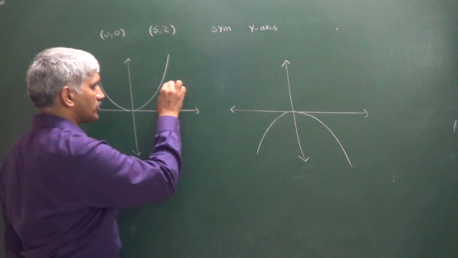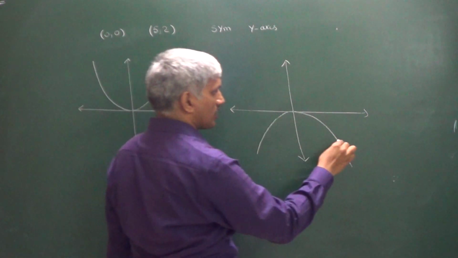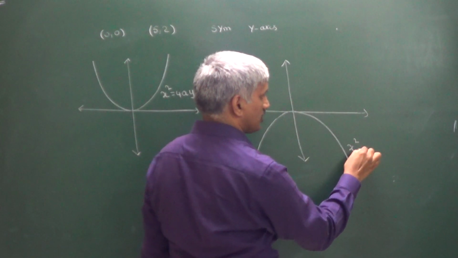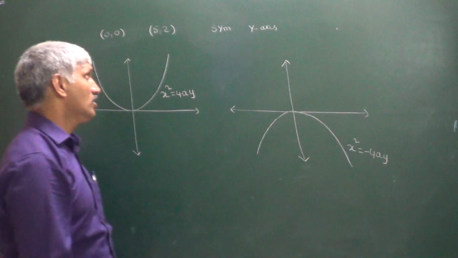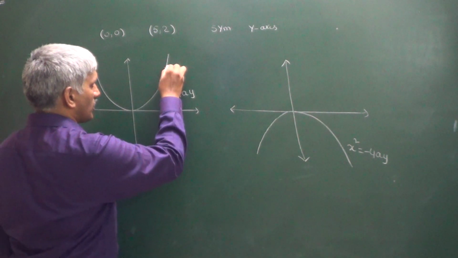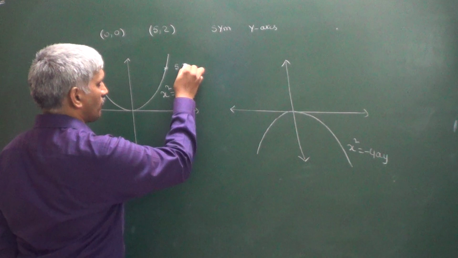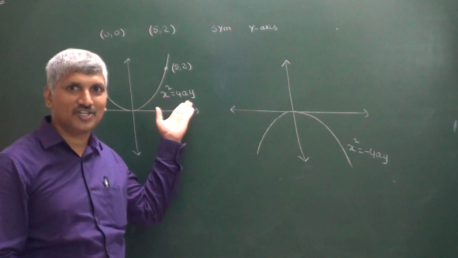This parabola's equation is x square equals 4ay, whereas this parabola's equation is x square equals minus 4ay. But among these two parabolas, which parabola passes through the point (5, 2)? No doubt this parabola passes through the point (5, 2). That's why we have to find the equation of this parabola.